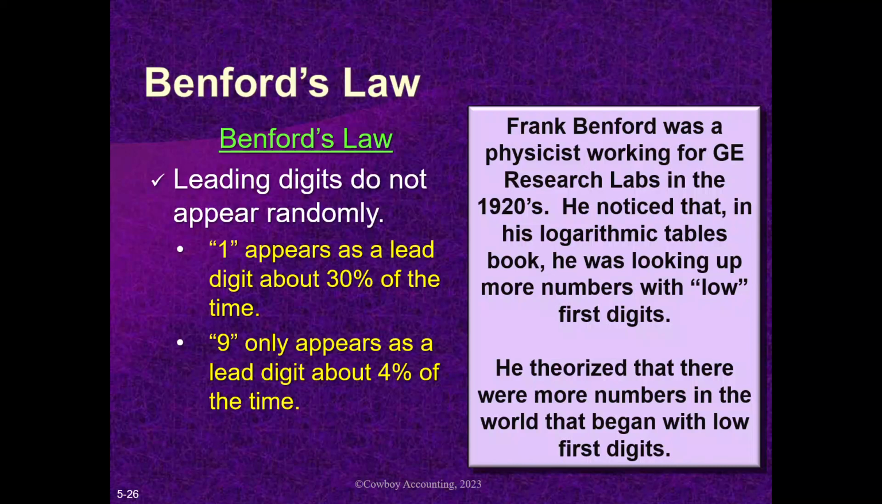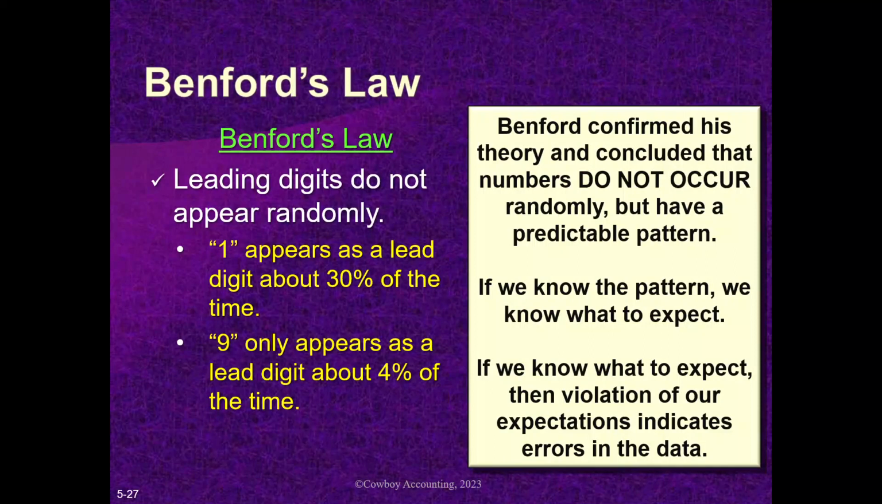So eventually what he found out, and we're going to see in a moment, is that these leading digits do not appear randomly as we might expect. A 1 appears as a lead digit in a number about 30% of the time in nature, and a 9 appears as the first digit only about 4% of the time. So he went through and looked at a lot of things like the lengths of the rivers in the world, and he concluded that his theory was correct, and that numbers do not occur randomly but have a predictable pattern.